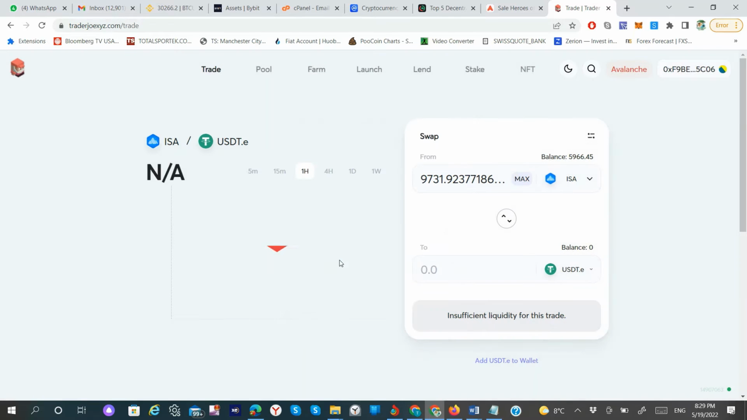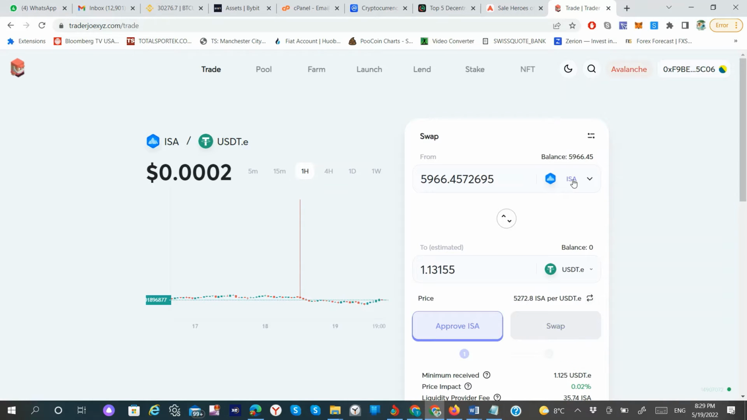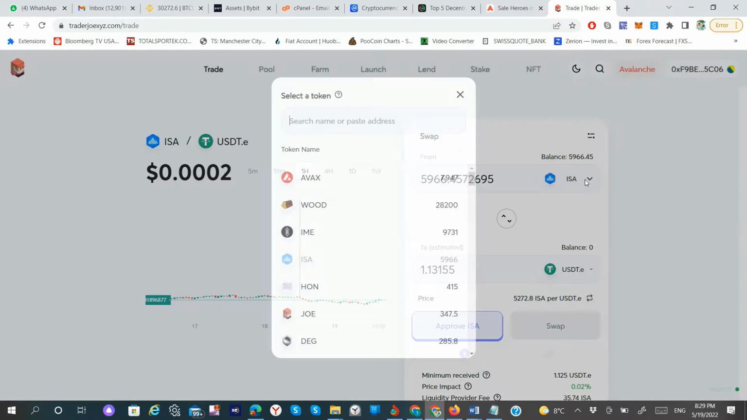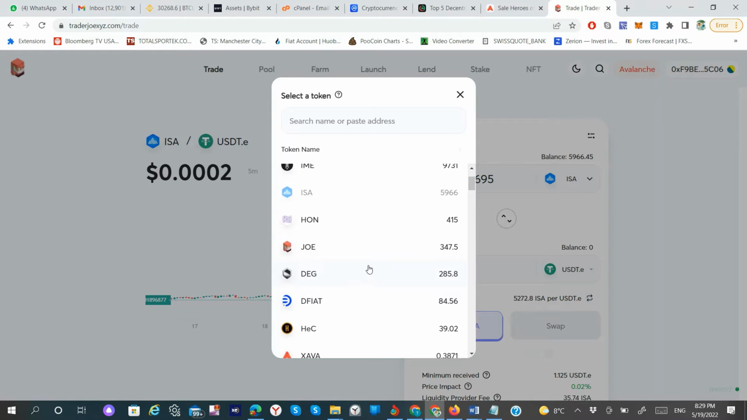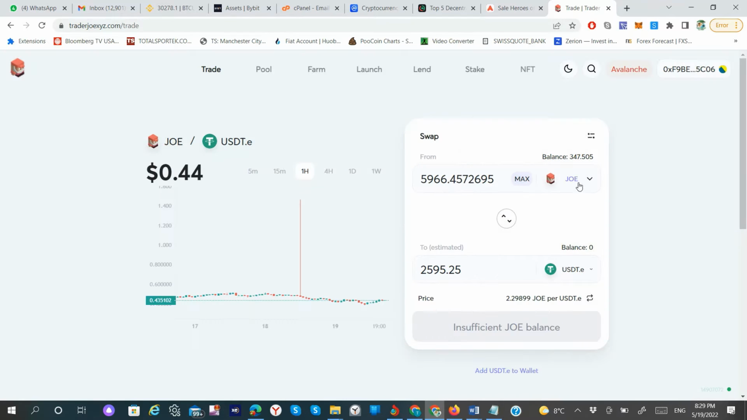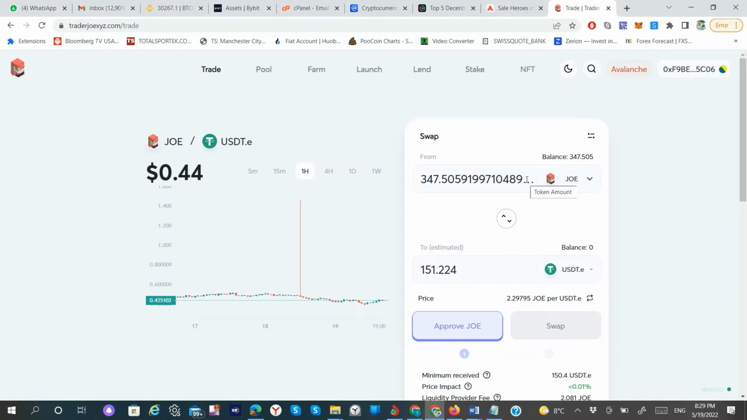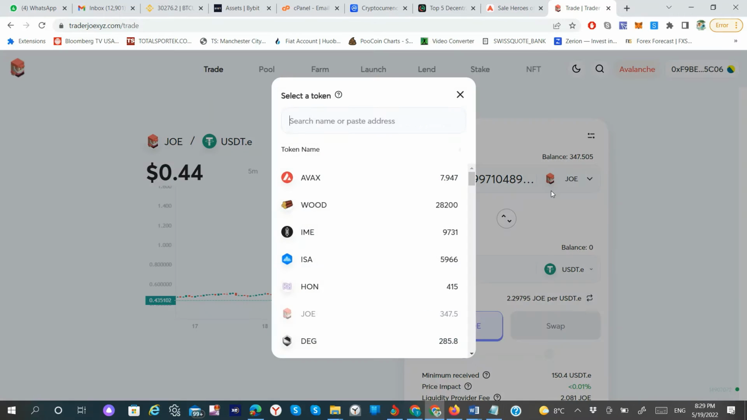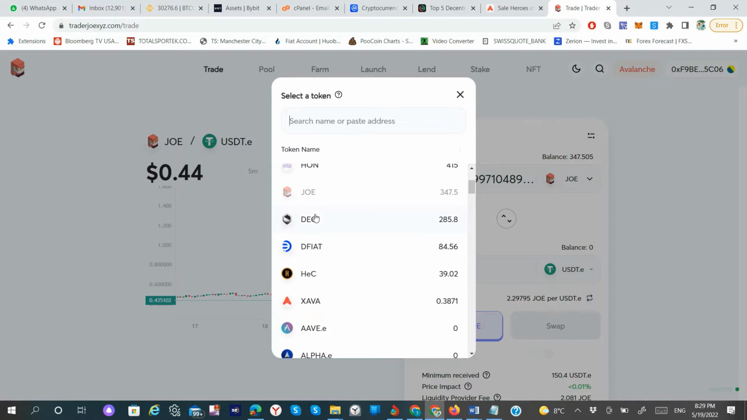And let's check this ISA maximum of it. Every price is just down now. It gives us 1 point something. It's nonsense. I will not sell it. Trader Joe, I think I stake this maximum, 151, which is very poor. Also the prices were down.